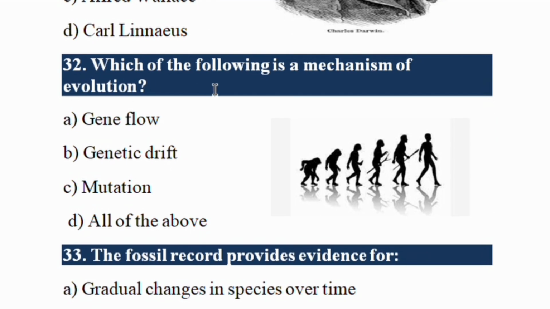Which of the following is a mechanism of evolution? Gene flow, genetic drift, third is Charlie, mutation, and delta is all of the above. So here the right option is all of the above.